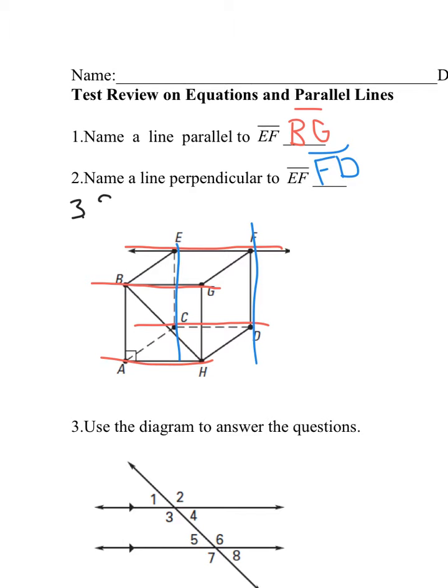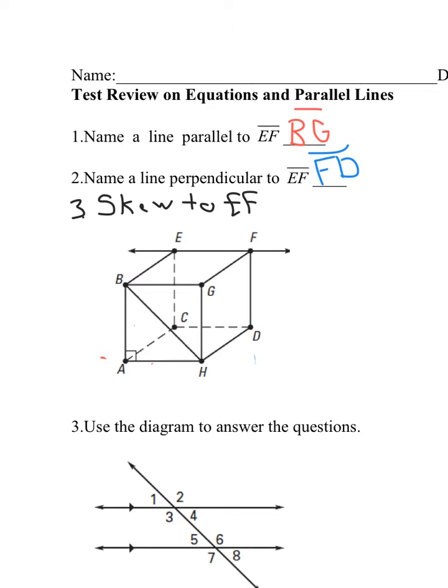Name a line that is skew to EF. So skew might be something you don't quite remember, but it's two lines that are not parallel, not perpendicular, don't intersect, basically have nothing to do with each other, right? So I'll go to green here. That BA going up and down here, where am I at?